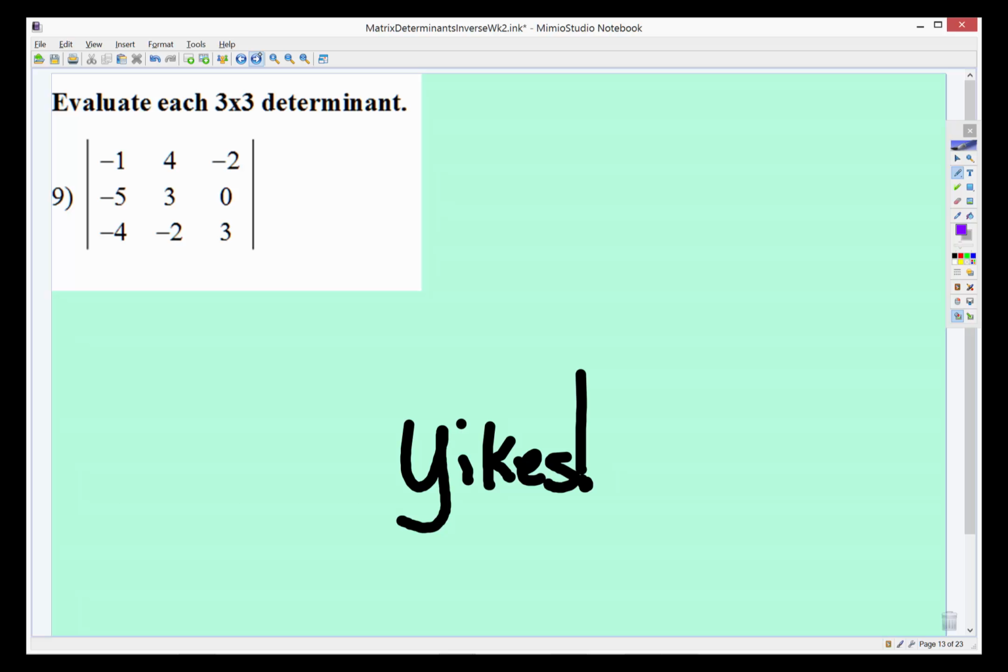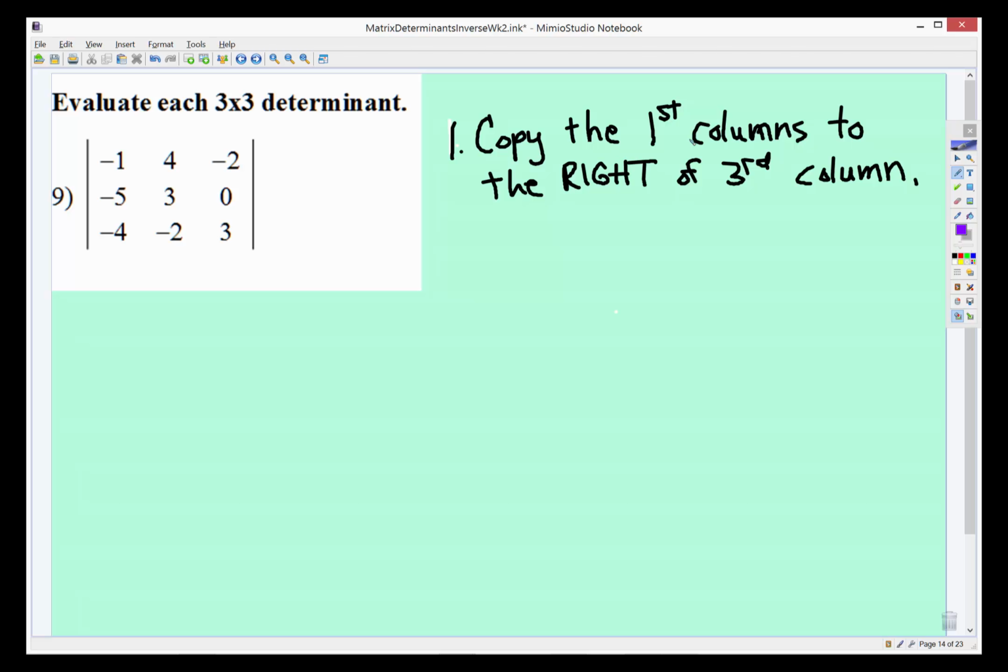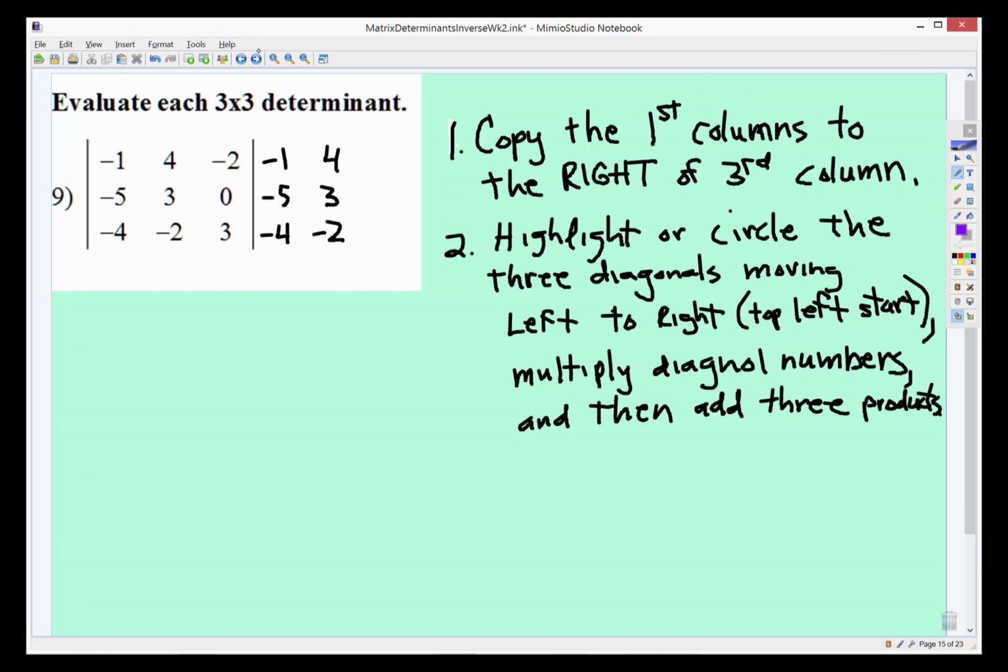All right, now we're moving on to evaluate a 3 by 3 determinant. It's a little bit trickier. So this is what we're going to do. Hold on tight. Copy the first two columns to the right of the third column. I've already done it. So notice I took these two columns and I copied them there. The next step, highlight or circle. It's better to highlight because sometimes when you circle you lose the negative signs.